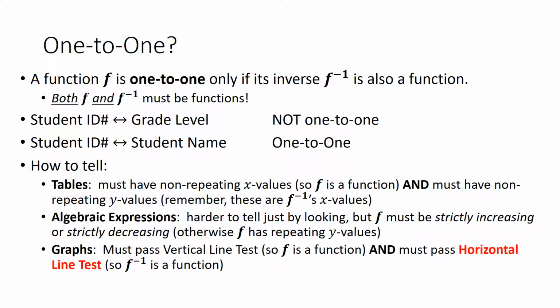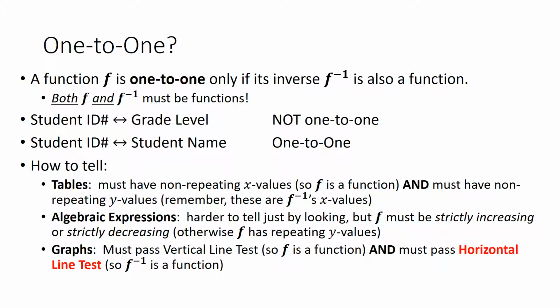Okay, so how do we tell if a function's one-to-one? By looking at the information we have. Well, if we have tables, we have to have non-repeating x values, which means f is a function, so we're familiar with that already. But we also must have non-repeating y values, because if you remember, these are going to be the inverse's x values. Okay, so those are the inputs coming back.